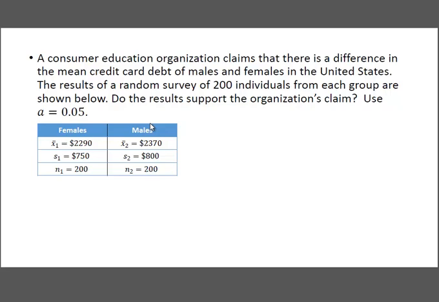But the question is, what is not equal to what? What do we write here? It's going to look something like this: the mean 1 is not equal to mean 2. That's our alternative hypothesis, and that's our claim.